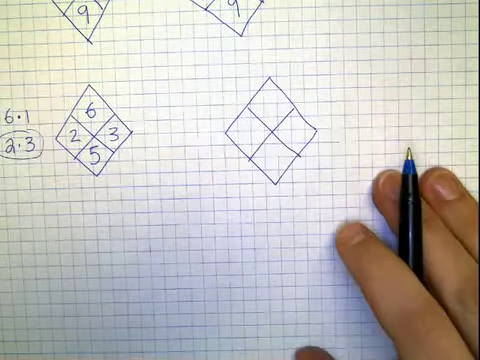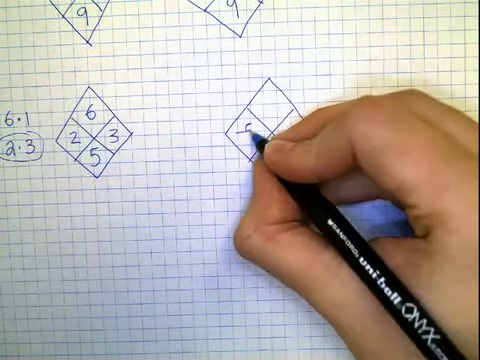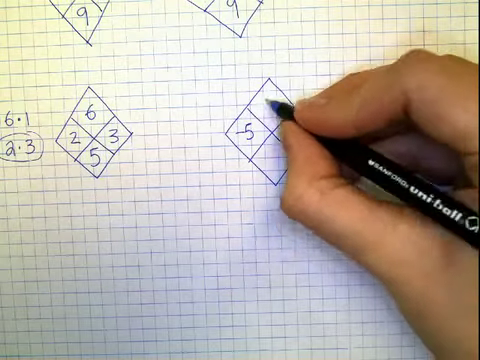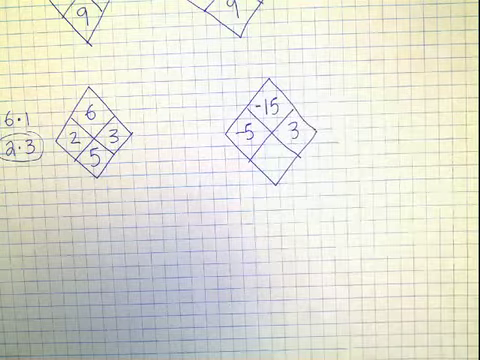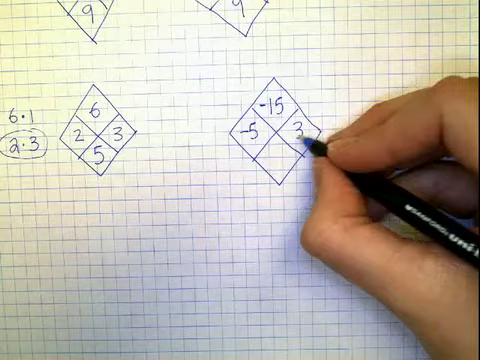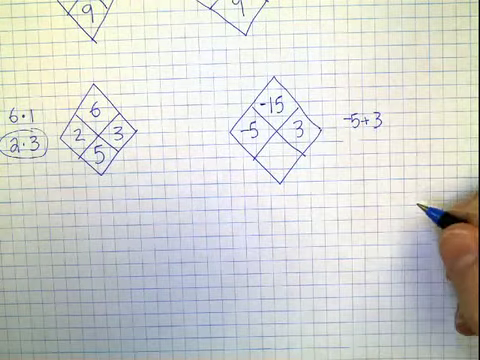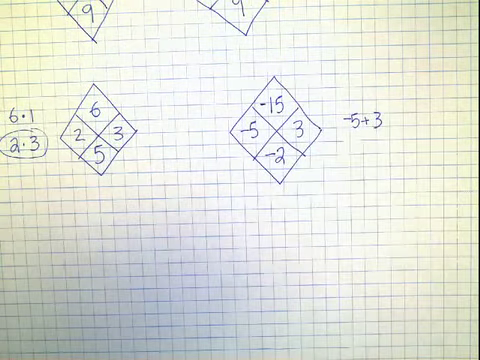Let's look at one with some negative numbers in it. Let's say you had -5 and 3. When you multiply 5 times 3, you get 15. But a negative times a positive is a negative, so it's -15. When you add to get the bottom, -5 plus 3, it's almost like you're subtracting them. It'd be -2 for the bottom, and that would be your completed answer.